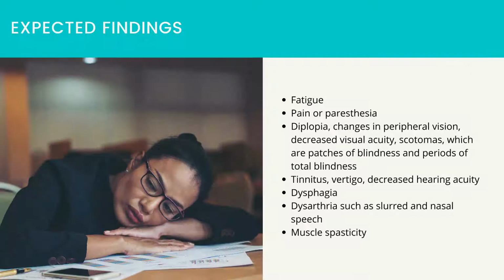Expected findings include the following: fatigue, pain or paresthesia, diplopia, changes in peripheral vision, decreased visual acuity, scotomas, which are patches of blindness and periods of total blindness, tinnitus, vertigo, decreased hearing acuity, dysphagia, dysarthria such as slurred and nasal speech, muscle spasticity, ataxia or muscle weakness, nystagmus, bowel dysfunction such as constipation and fecal incontinence, cognitive changes such as memory loss or impaired judgment, sexual dysfunction.